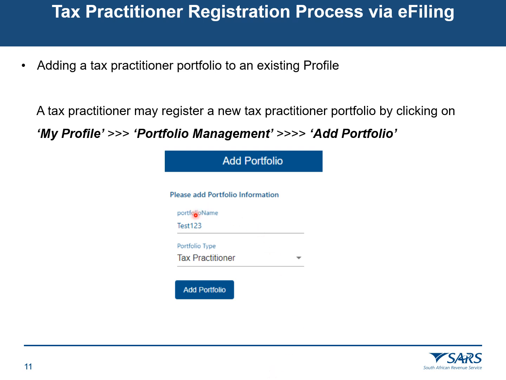You would give this portfolio a name so that you understand which portfolio you are working on. From the portfolio type, you would select tax practitioner and not organizations. Once that selection has been done, you then click Add Portfolio.